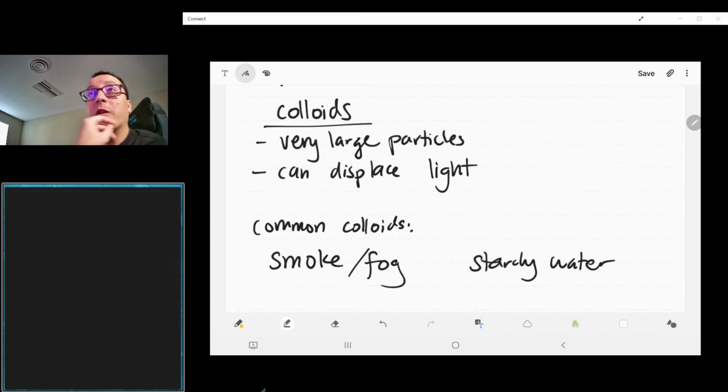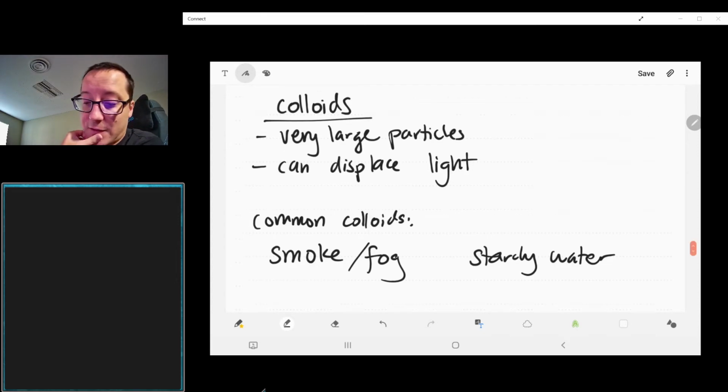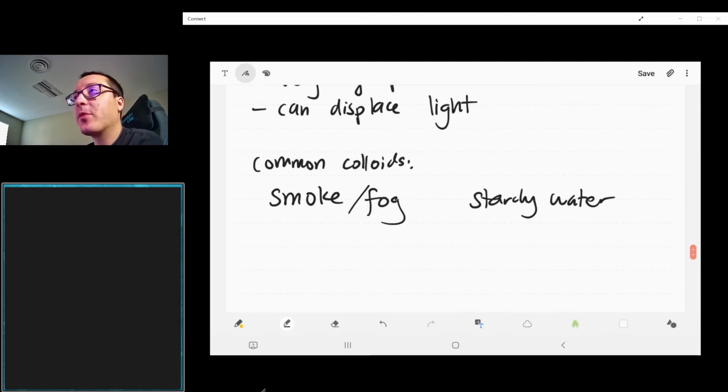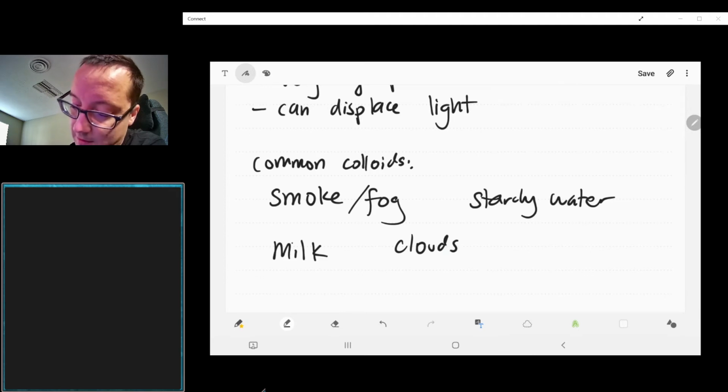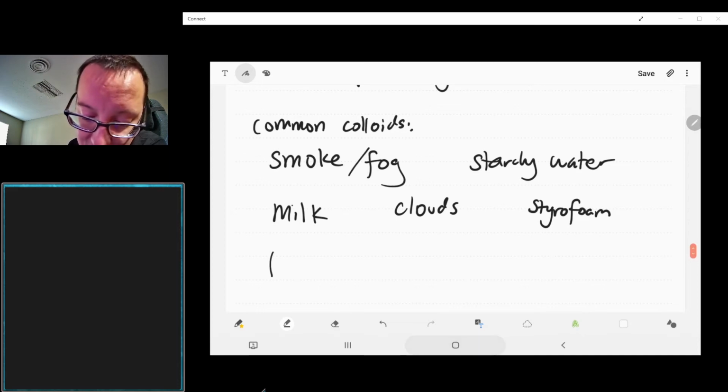So pasta water would also be a colloid. Often colloids can be a little bit opaque. Sometimes they're clear, sometimes they're opaque. Opaque meaning they don't allow light to go through. Milk, for example, is a colloid. It completely reflects the light, just plain old ambient light. That's why we can't see through it. Same with, if fog is really heavy, we can't see through it either. Clouds are another example. Styrofoam. Just kind of foams in general.